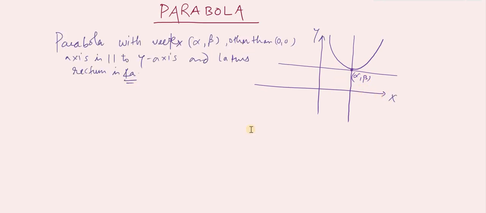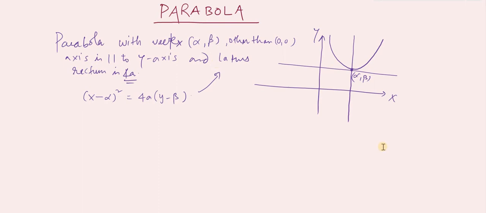So parabola with vertex alpha comma beta other than 0, 0 and axis is parallel to y-axis and latus rectum is 4a. So the equation of this parabola will be something like x square is equal to 4ay, and what we need to do in this case is replace x with x minus alpha and y with y minus beta, and we will get the equation. So the equation of parabola of this kind is x minus alpha square is equal to 4a times y minus beta. So this is our equation satisfying above condition.